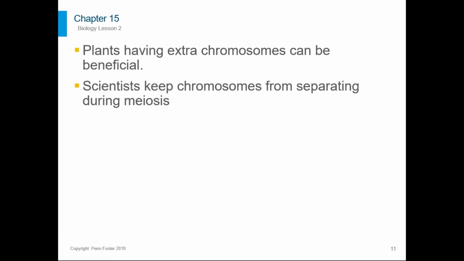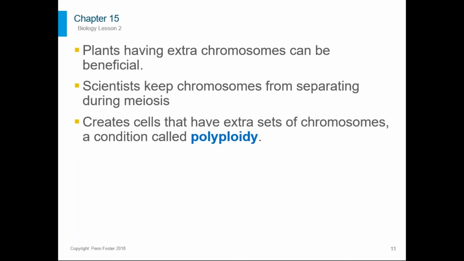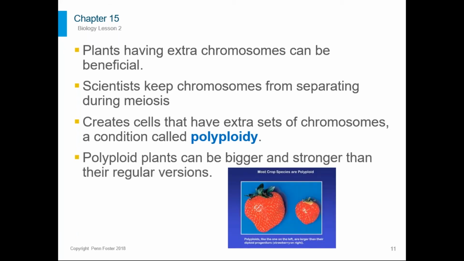So they can use drugs that keep the chromosomes from separating during meiosis. So the plant cells go to divide, and instead of splitting the chromosomes in half evenly, one daughter cell ends up with not enough chromosomes, and the other one ends up with too many chromosomes, and they keep the one that has too many chromosomes. And it just creates cells that have extra sets of chromosomes. That condition is called polyploidy. And again, really not good in animals and humans, but in plants, it usually works out fine.